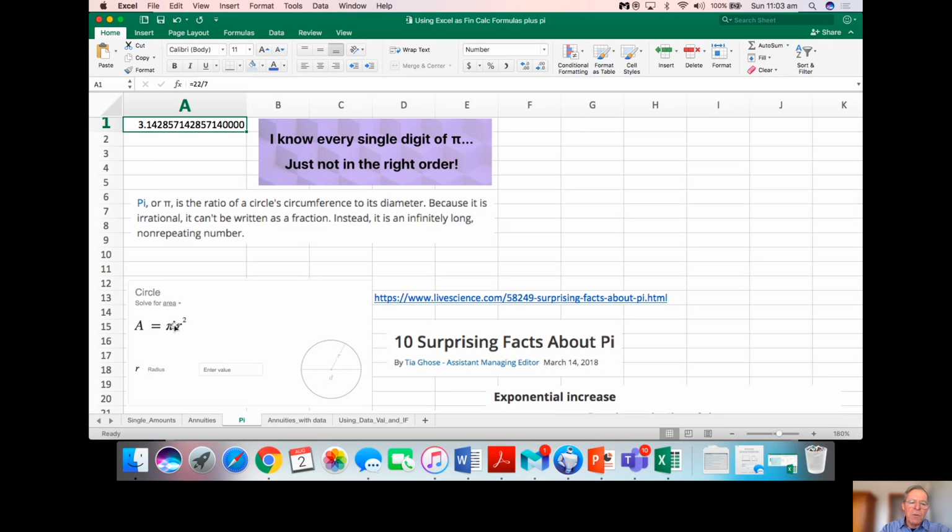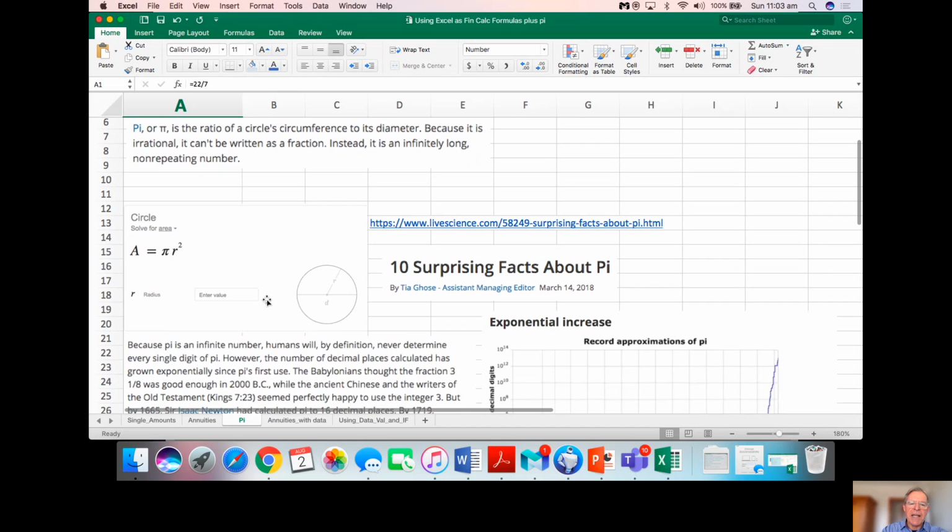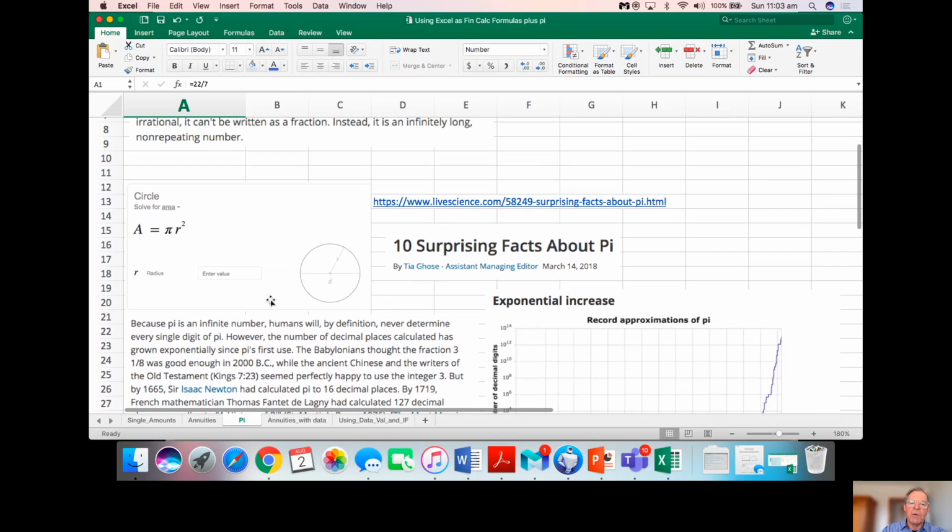Then we can also work out what the area of a circle might be. Whatever we end up with will be an approximation, because 22 on 7 or 3.14 is only an approximation, because pi is irrational. It's infinitely long. If you want to chase it up, you can get 10 surprising facts about pi from this website here.